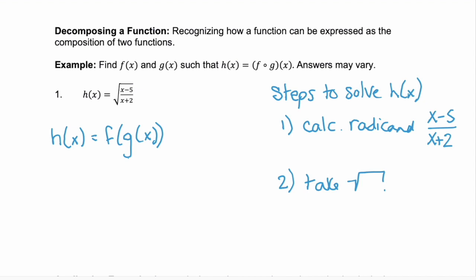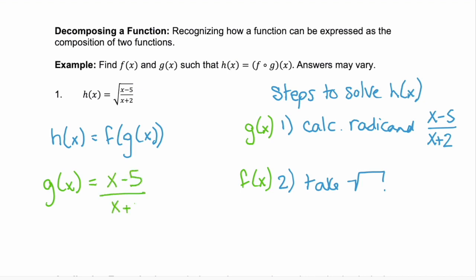Well, if you look at your function notation for a composition, g of x is what you're doing first, and f of x is what you're doing after. So step 1 is going to be your g of x, and step 2 is going to be your f of x. That means the function g of x is going to be our radicand, (x minus 5) over (x plus 2). And f of x is going to be the square root of x.